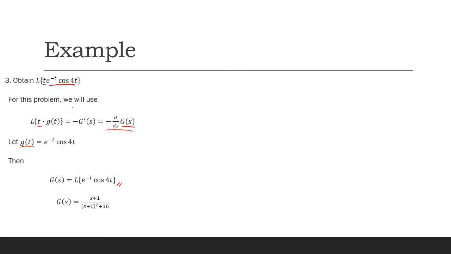Yun yung ginamit natin to find the Laplace transform of this equation. So, therefore, we will arrive at S plus 1 over S plus 1 raised to 2 minus 16. Simplify natin, we have S plus 1 over S squared plus 2S plus 17. So that is our G of S na. Now, what we need to have is the derivative of G of S. So we need to apply this operator as well. Tanggalin muna natin, wag muna natin pansinin yung negative. Kunin muna natin yung derivative ng G of S natin.